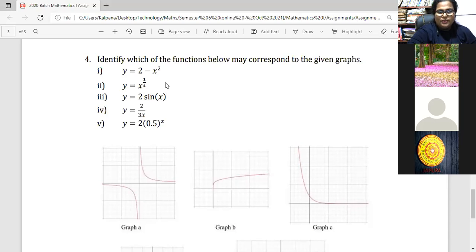So we'll see what we can conclude about these equations, right? So here the first one is y equals 2 minus x squared, right? So what are the things that you can say about this first equation? You can say it is a quadratic equation.